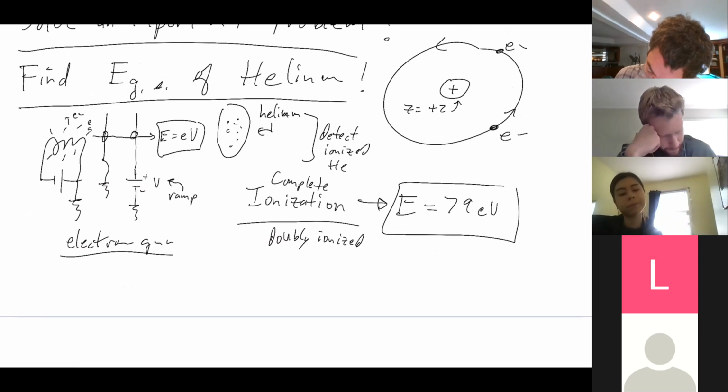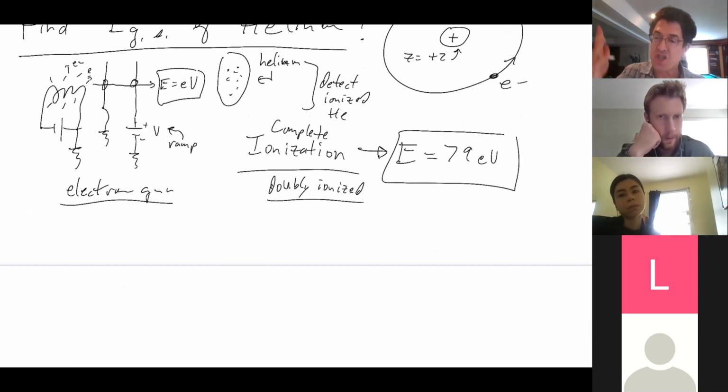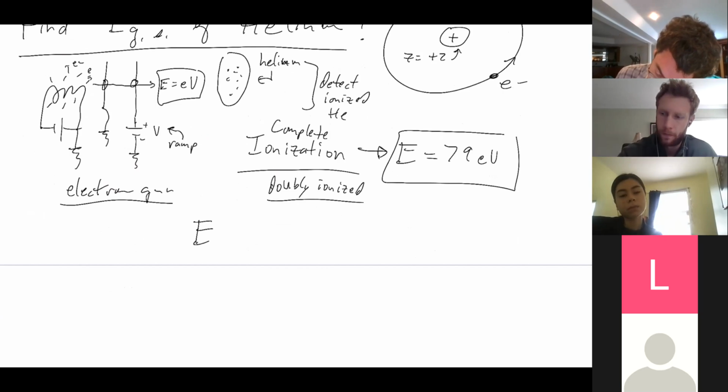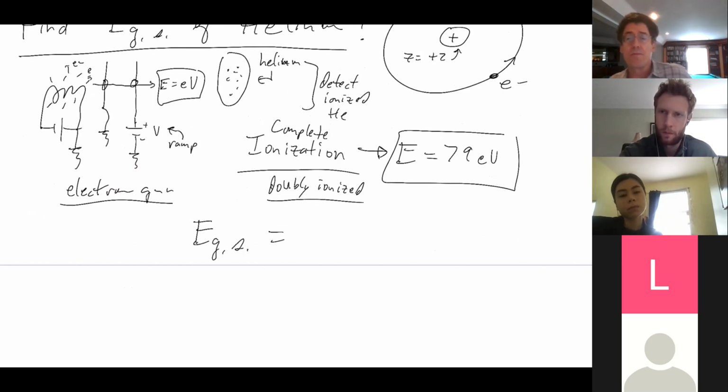And so now what you have just discovered is that the ground state energy of helium is equal to what? Somebody tell me. You are an ancient physicist from 100 years ago, and you have just discovered that the ground state energy of helium is what? What number? 79 eV. Well, is it plus or minus?